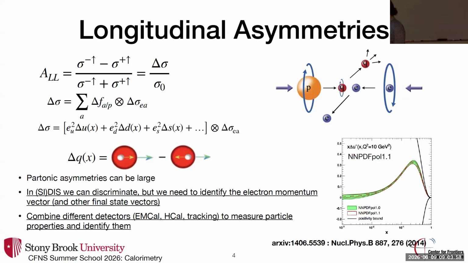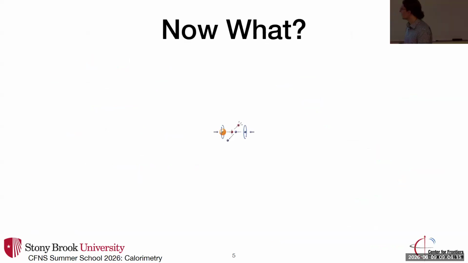Well, we have to combine different detectors, the EM-cal, the H-cal, the tracking, to measure the particle properties and identify them so we can put together either our precise electron final state or our precise electron final state and something about the rest of the state that makes it semi-inclusive. All right, so there's our DIS.